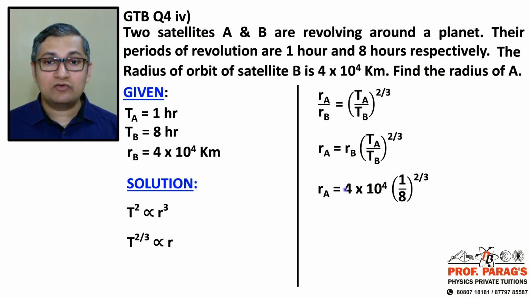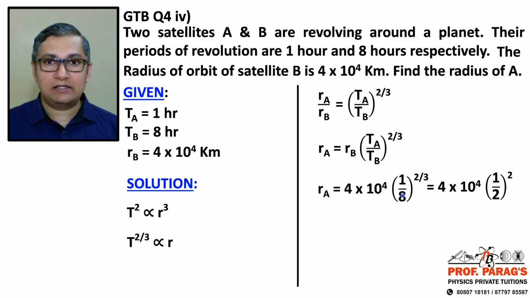So RB, the value is 4 into 10 raised to 4 kilometers. We have noted that down. And TA is 1, TB is 8. So 1 by 8. Now what is the cube root of 1 by 8? The cube root of 1 by 8 is 1 by 2. Cube root of 1 is 1 and the cube root of 8 is 2.